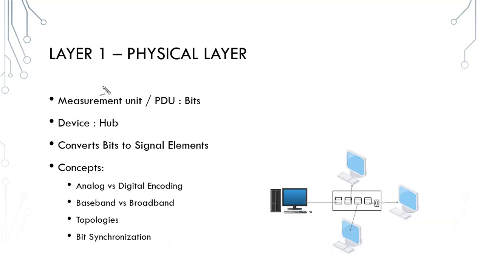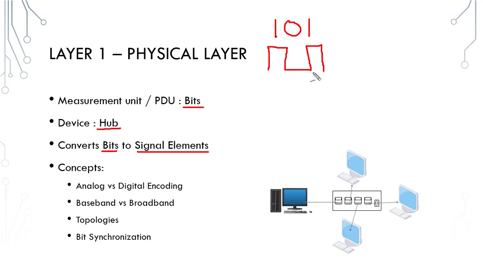In the physical layer, the PDU, as already discussed, is bits. The device that we use at the physical layer is called a hub. What the physical layer does is convert bits to signal elements. Let me explain what it means. Let's say we have a stream of bits. What would the physical layer do in simpler terms? It would convert ones and zeros to signals.